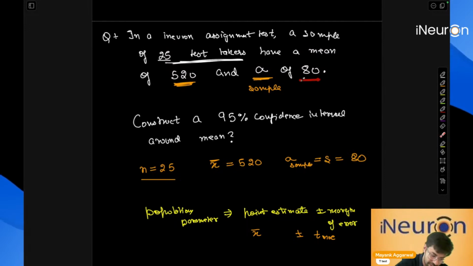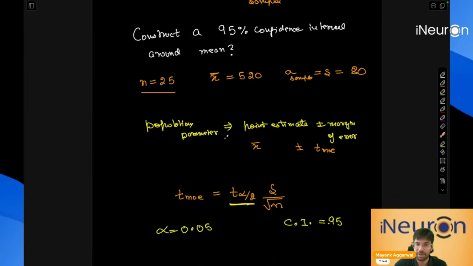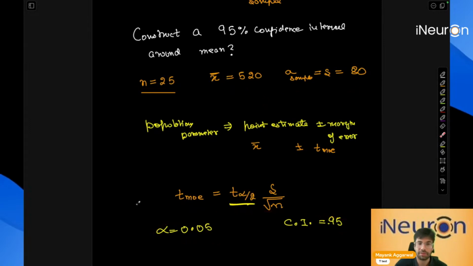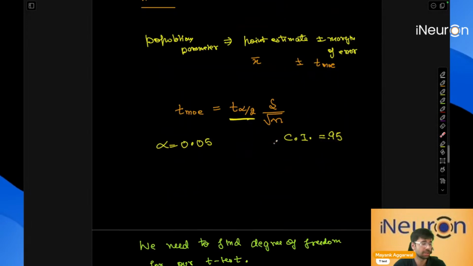So that means we are going to apply the t-test, because n is 25 as well. We have to construct a 95% confidence interval. The question is very much analogous to the question which we did for the z-test. We have written all the things which we know: n, x bar, sigma. We can write alpha and CI here as well. Then we have the population parameter: point estimate plus minus margin of error, so t alpha by 2, s by root n. I hope that is clear to each and every one of you.